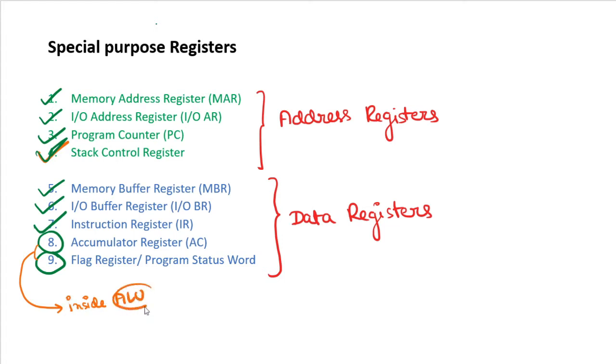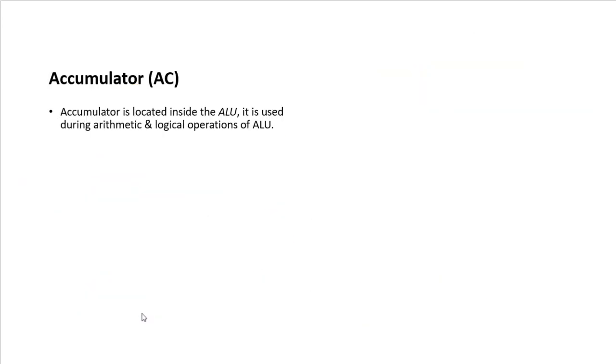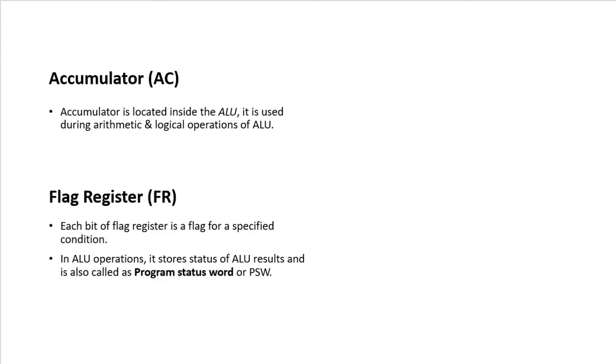We know that there is one more hardware component called the ALU, which does the processing side. So the accumulator and flag registers are present inside the ALU. Let's discuss them as well, starting with the accumulator register. But before that, let's discuss a little bit about the ALU. We will discuss it in detail later.